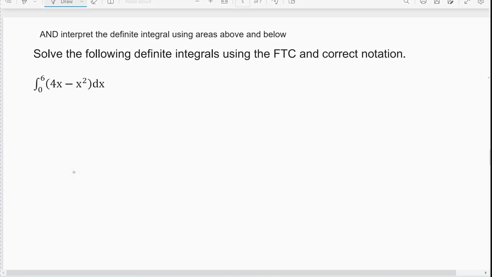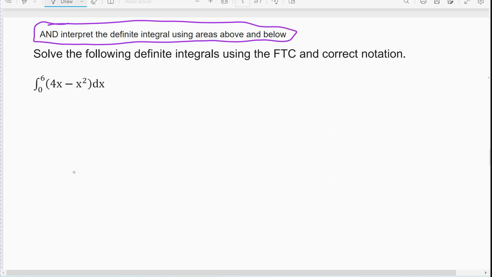All right, so we're going to continue practicing using the fundamental theorem of calculus with correct notation. What I'm going to add to this is I'm going to graph them using my calculator, and I'm going to interpret the definite integral using the area above and below. All right, so the first example, we've got a definite integral from 0 to 6 of this parabola.